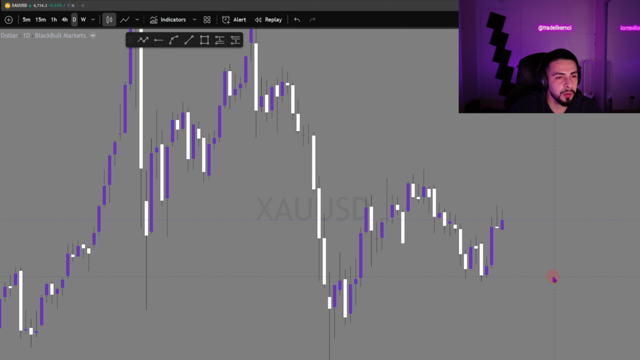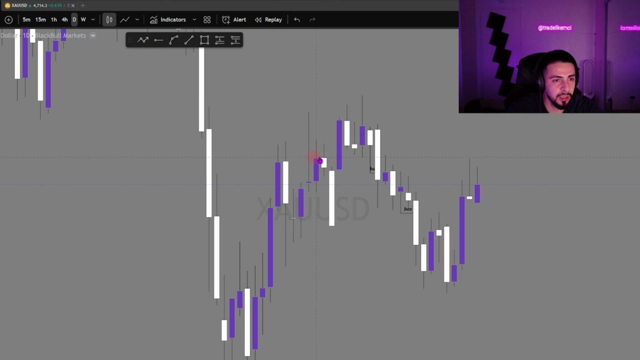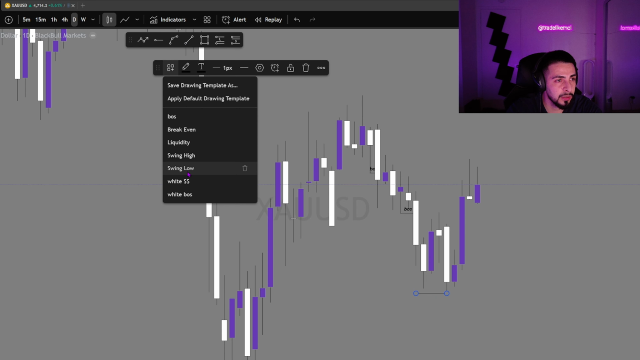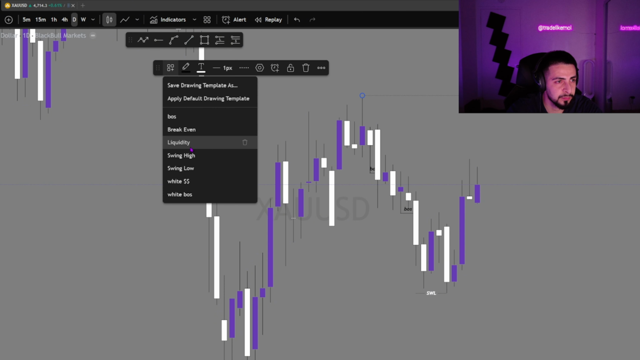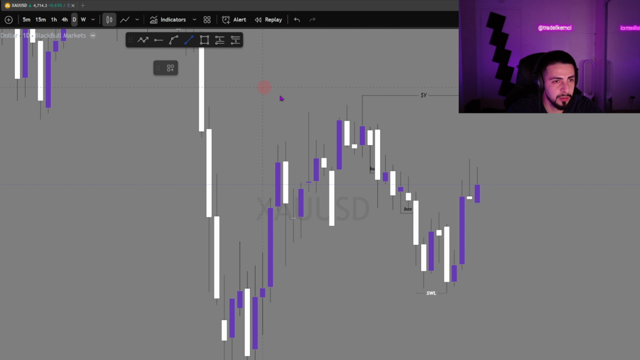This is the daily. Right here we have a swing low. So we have liquidity up here, because that is its lower high before the break.